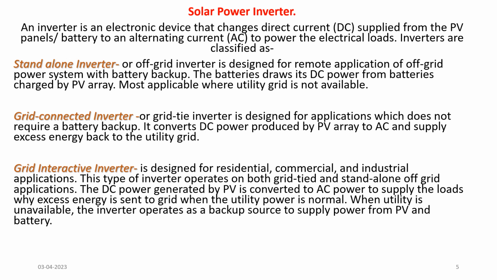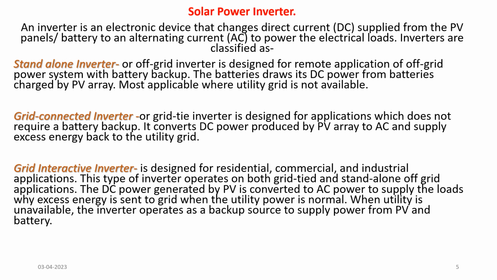Then the grid interactive inverter is designed for residential, commercial, and industrial applications. This type of inverter operates in both grid-tied and standalone off-grid applications. The DC power generated by PV is converted to AC power to supply the load, while excess energy is sent to the grid when the utility power is normal. Then when utility is unavailable, the inverter operates as a backup source to supply power from PV and battery. So this one is regarded as a grid interactive inverter.